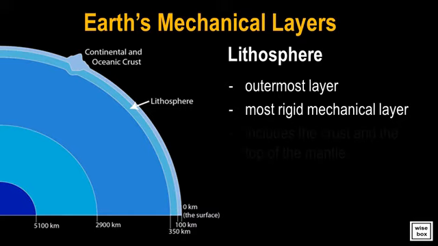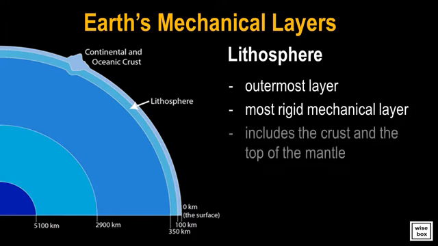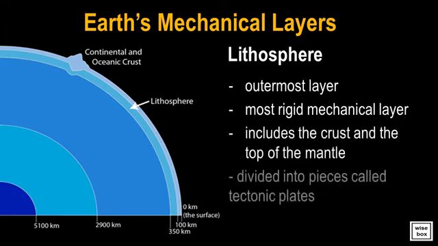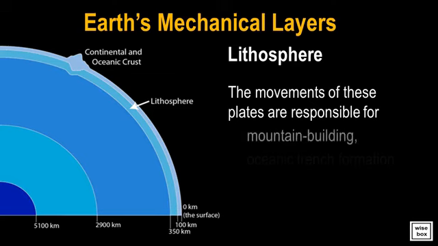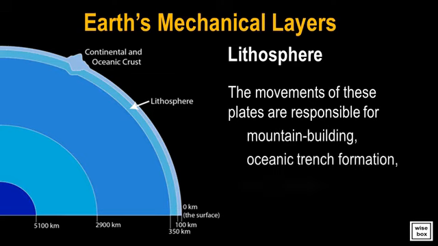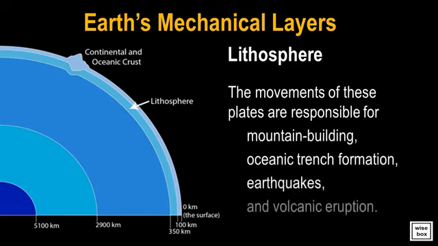The lithosphere is the most rigid mechanical layer of the Earth. It includes the crust and the top of the mantle. This is divided into pieces called tectonic plates. The movements of these plates are responsible for mountain building, oceanic trench formation, earthquakes, and volcanic eruption.